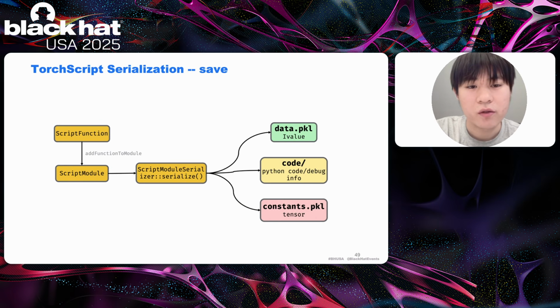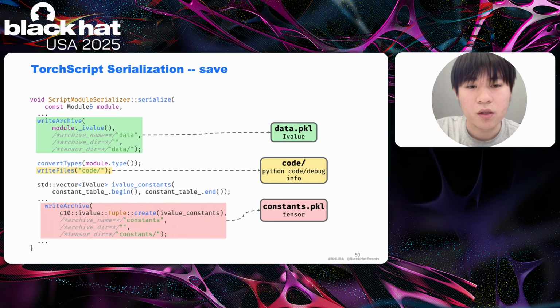Let's see how script function and script model are serialized. Script function has an additional step compared to script model. It needs to be converted to a script model first. After that, both call serialize for serialization. During the serialization process, some information is stored in the data pickle and constant pickle in pickle format. Additionally, it saves the Python code converted from IR and debug information to the code folder.